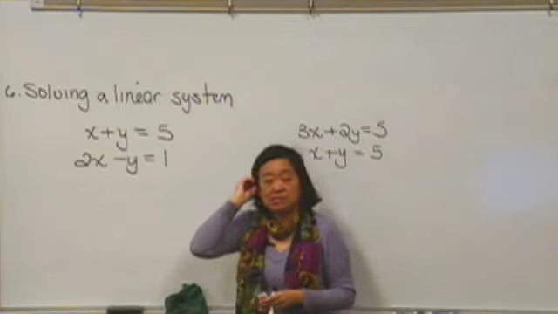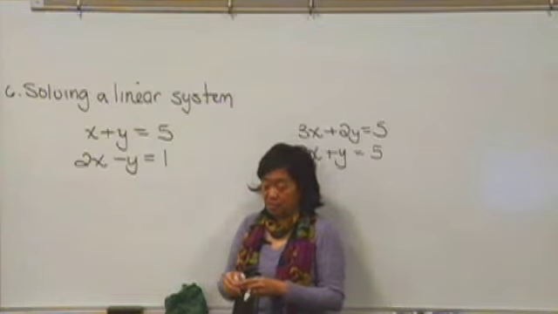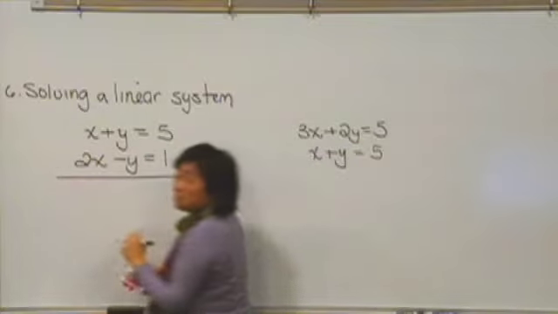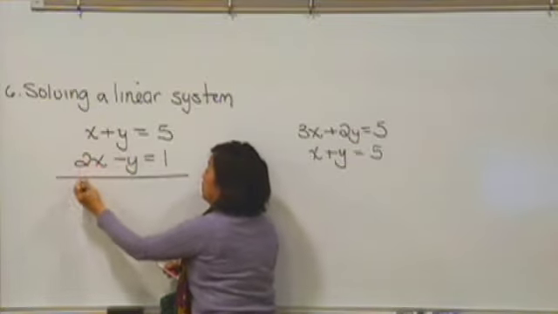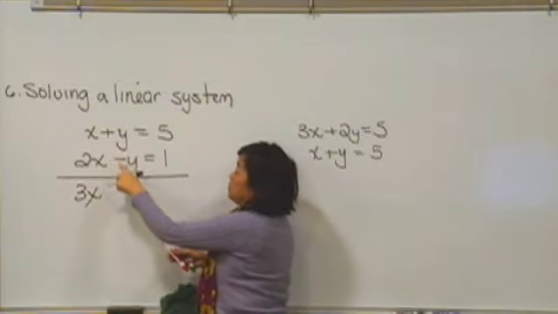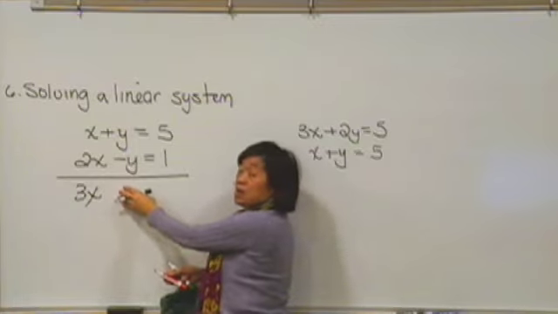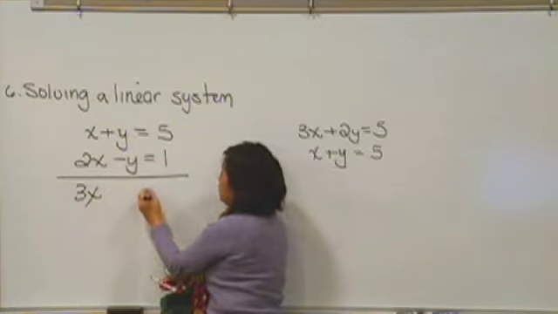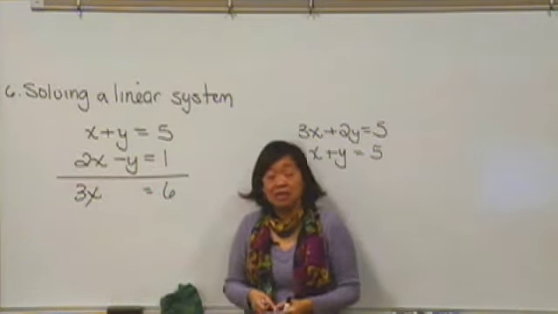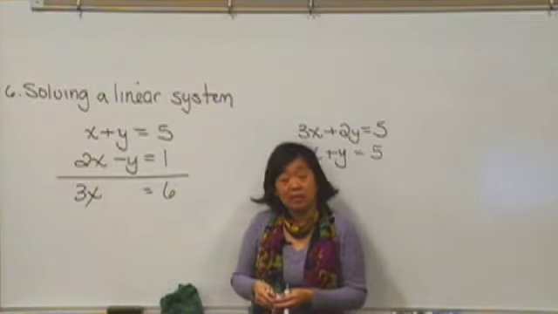There's several different ways to solve a linear system, but one of the easiest ways is by adding the equations together. So when I take a look at these two linear equations, I'm just going to add them together. x plus 2x is 3x. Notice when I add them together, positive y and negative y give me 0. There's nothing here. There's 0y. They cancel. And over here, 5 plus 1 is 6. So when we added these equations together, notice that the y's were eliminated, which is great because now we can go ahead and solve for x.